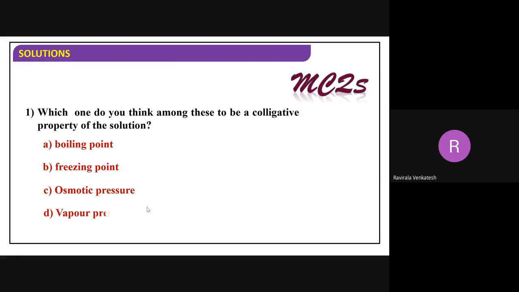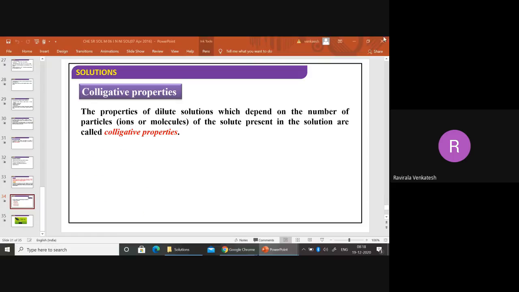Tell me the answer for this one. Osmotic pressure, boiling point, freezing point, vapor pressure, they are actually what? Only their properties, physical properties they are actually. They can be measured for what? Solutions' physical properties. But colligative properties depend upon what? Number of particles. Boiling point, freezing point, vapor pressure, they don't depend upon the type of particles you are having. See, osmotic pressure is the, isn't it? Colligative.